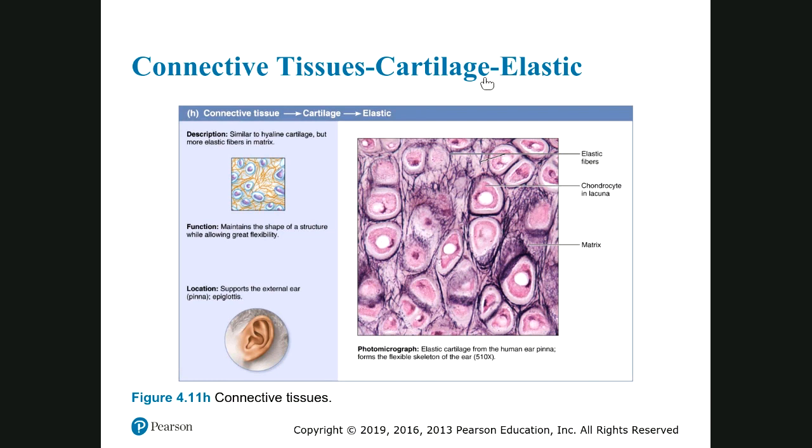Elastic cartilage, elastic begins with the letter E, and also the locations of where it's found in the body. The ear, that begins with the letter E, and epiglottis, which begins with the letter E. You can see the elastic fibers, these black strands that are found in the histological view of our elastic cartilage.